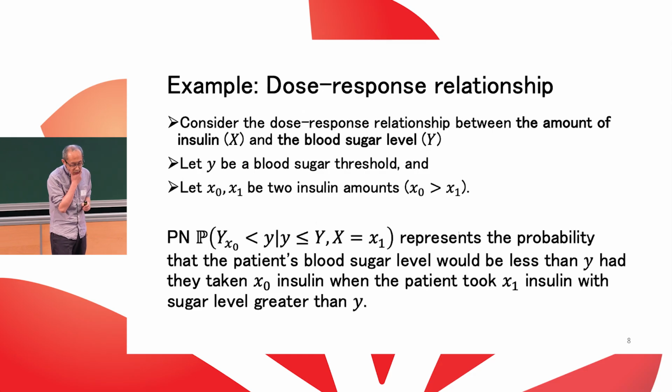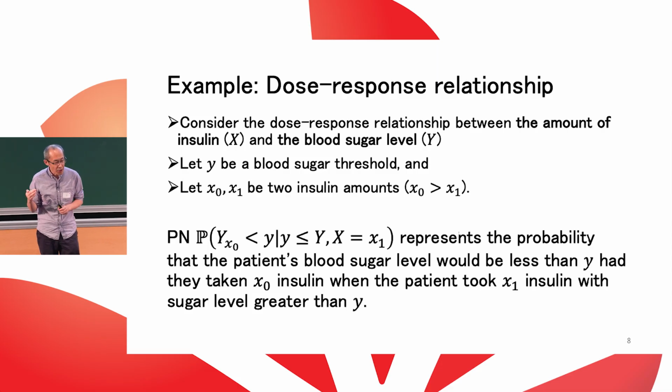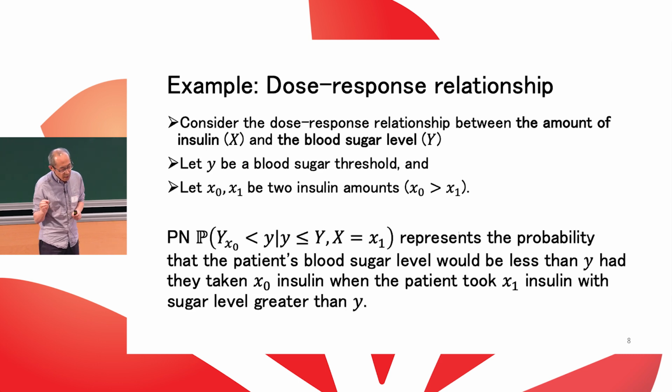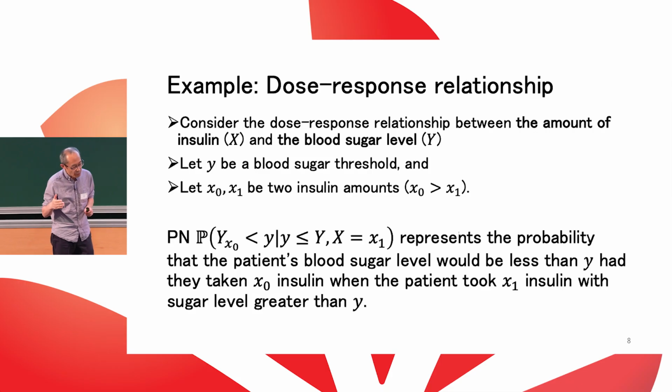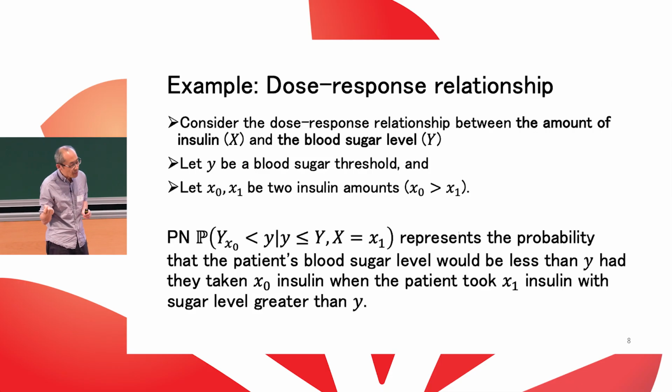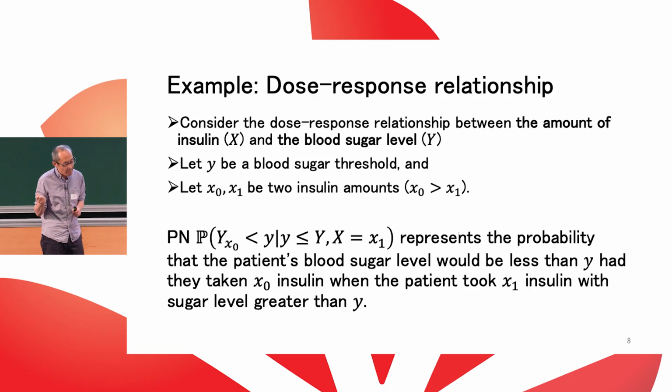Here is an example to show the meaning of these quantities. Think about the dose response relationship between the amount of insulin X and the blood sugar level Y. We know that if the patient takes the insulin, it reduces the blood sugar level Y.